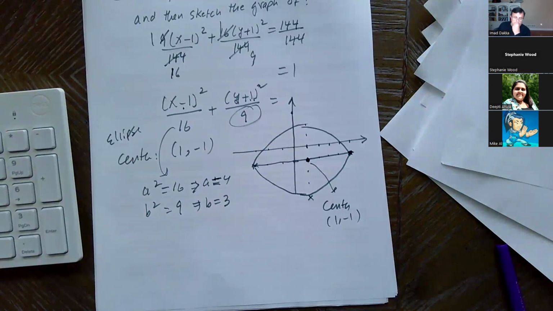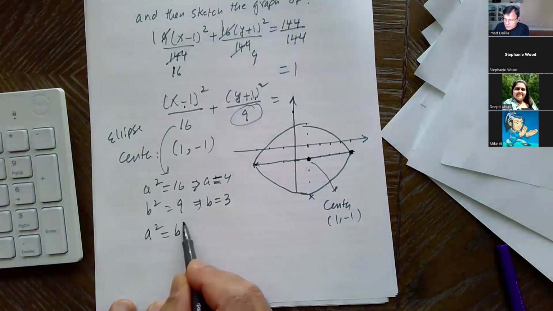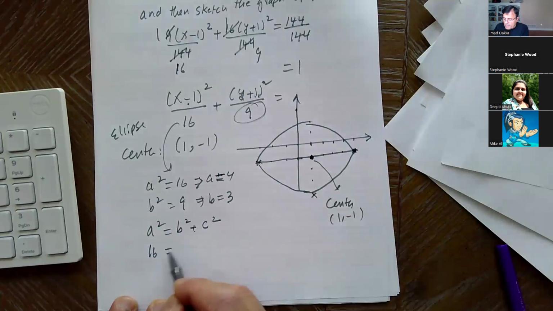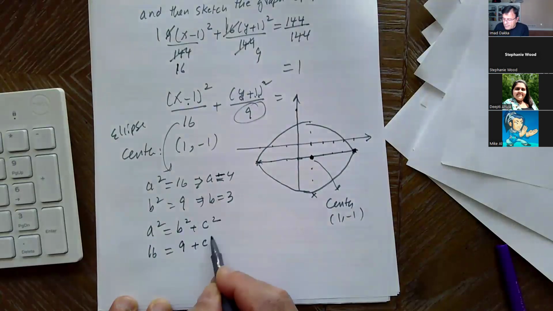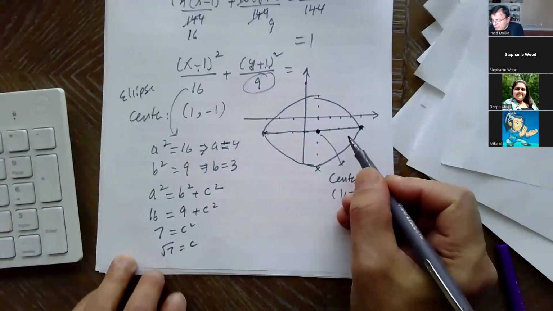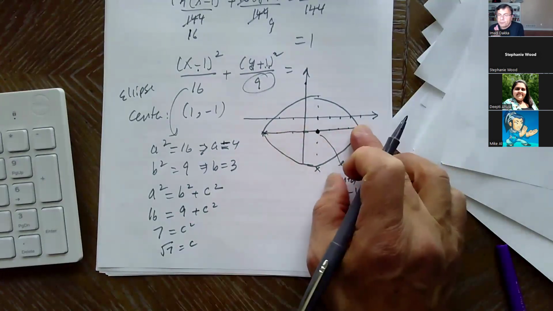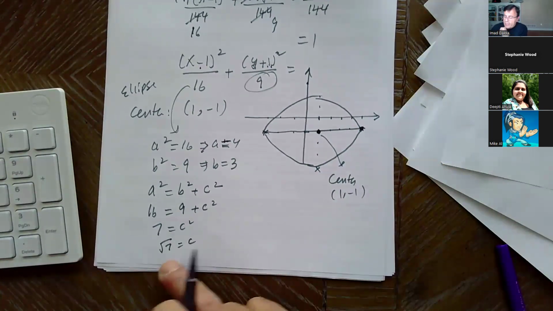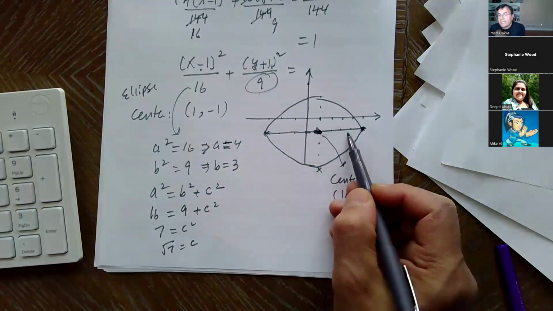Now to find the foci: they are c units away from the center. What's c? Remember, in an ellipse, a squared equals b squared plus c squared. We need c. We have a squared is 16. B squared is 9. So 16 minus 9 is 7. So c is root 7. So the foci, the two focal points, are going to be on the major axis, root 7 units away from the center, one to the right and one to the left.